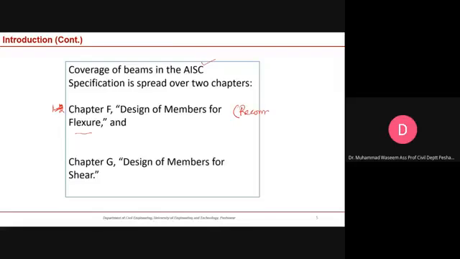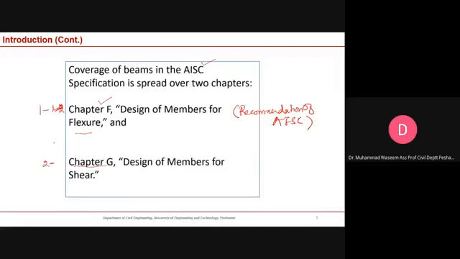Okay, this is a recommendation of AISC when you are dealing with bending only. So you can find it in chapter number F. Okay, so if you are dealing with the shear as well, you can find the appropriate recommendation of AISC in chapter number G. So there are two chapters, chapter F and chapter G.